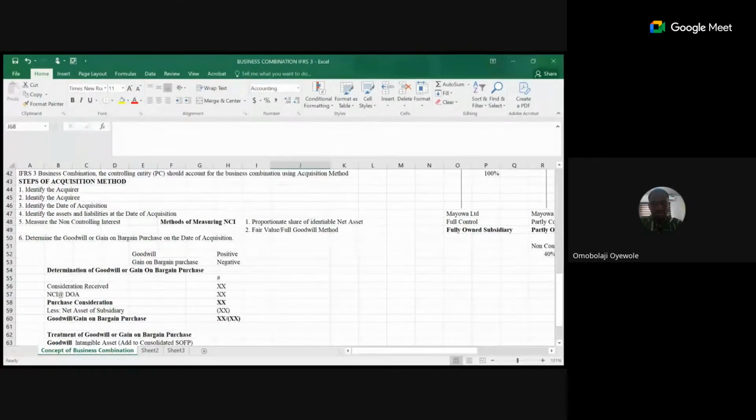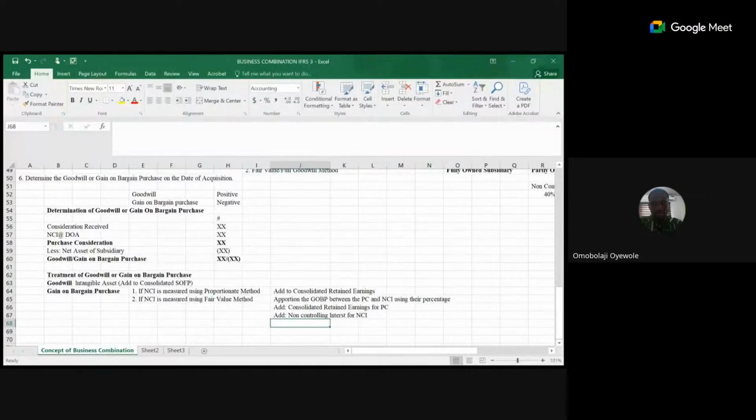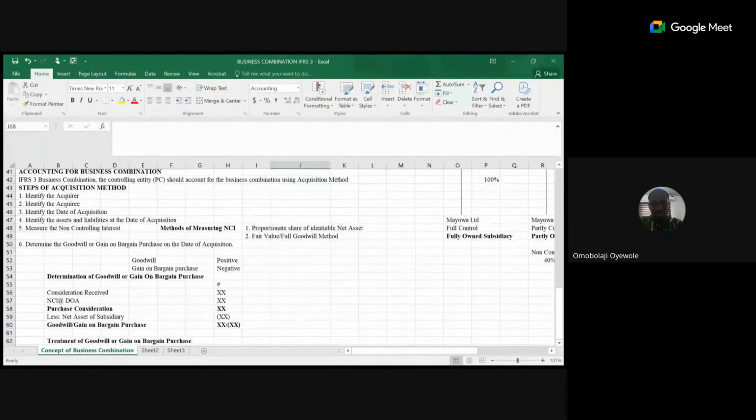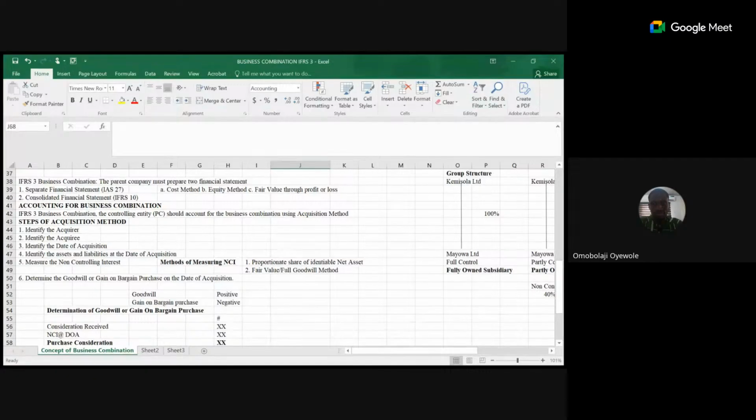measured using either what? Proportionate share of identifiable net assets and what? Fair value or full goodwill method. Then determine the goodwill or gain on bargain purchase. And we say we can determine goodwill or gain on bargain purchase using the formula or the format below. So those are the steps in acquisition method. So now let's do something.